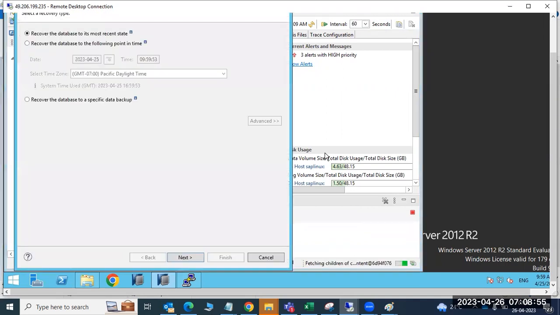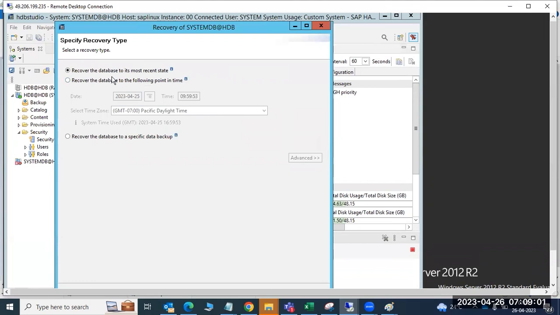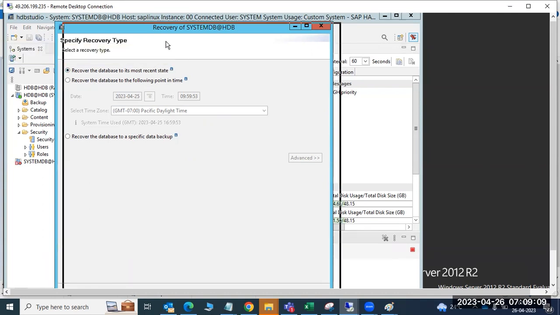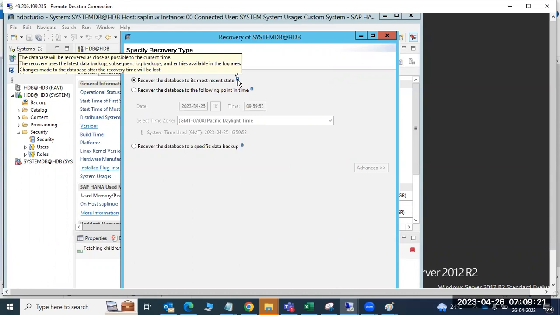So, recover the database to the most recent state. What is the recent state? It will look at consistency status and the subsequent entries. If you can see here, when you use this option there is a hint: the database will be recovered as close as possible to the current time. So current time is 7:09 India time, right? It will recover up to that time.